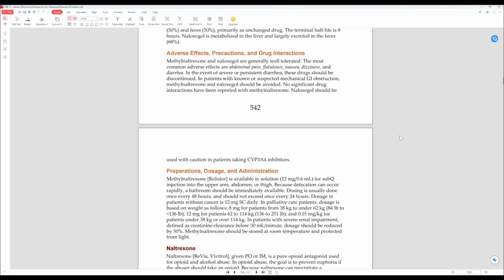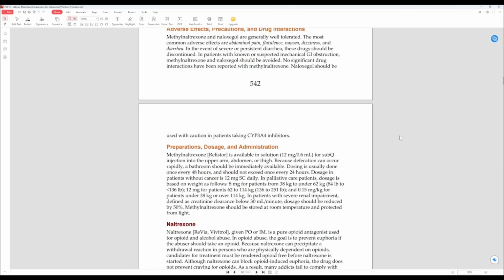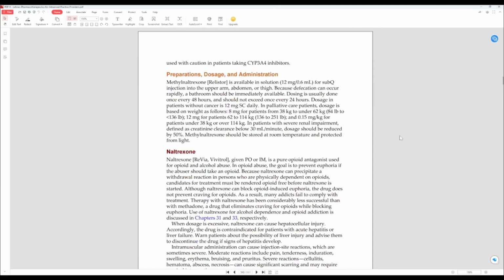Adverse effects: again, both are generally well tolerated. The most common adverse effects, however, can include abdominal pain, gas, nausea, dizziness, and diarrhea. In the event of severe or persistent diarrhea, the drugs should be discontinued. In a patient with known or suspected mechanical GI obstruction, the medication should be avoided. No significant drug interaction has been reported with methylnaltrexone. Naloxegol should be used with caution in a patient who takes CYP3A4 inhibitors.